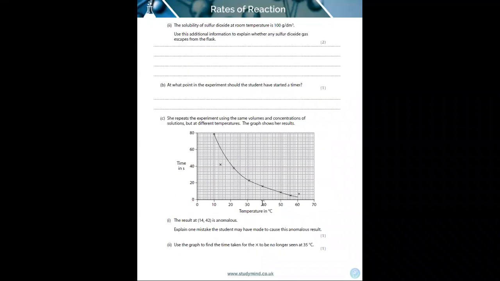Okay. The solubility, we are not dealing with solubility. Hold on.